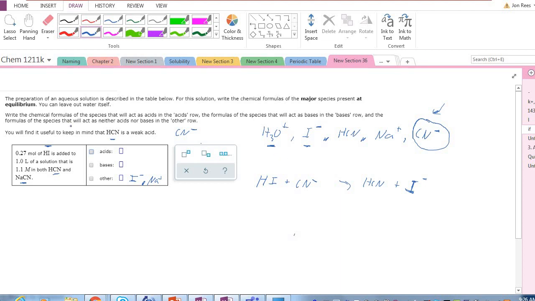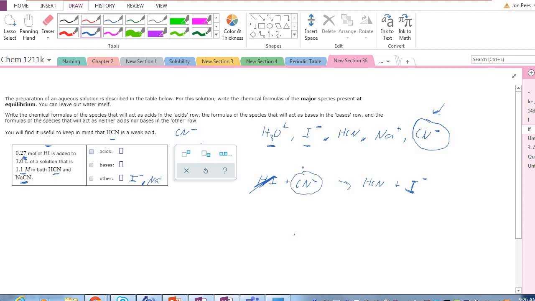Now let's look at the concentrations. We have 0.27 moles of HI, while we have 1.1 moles, because it's in a liter, of the sodium cyanide. Okay, so that means that this HI is going to be all consumed, leaving behind some CN minus.